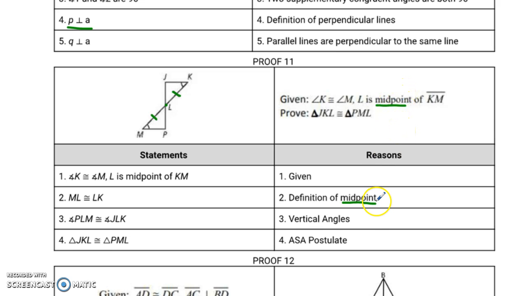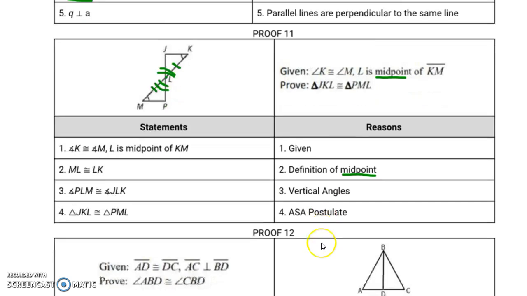That's a fight that I've been fighting all year with you students. Then I know that PLM, that's this angle here, I'm going to make two arcs because I already have one arc here, is congruent to angle JLK. I apologize for that. That's JLK. And I know that these two are congruent to each other because of vertical angles. Once I have that, I have an angle, a side, and an angle. That's the angle, side, angle postulate.